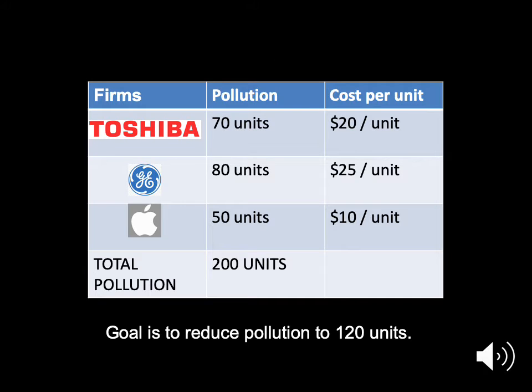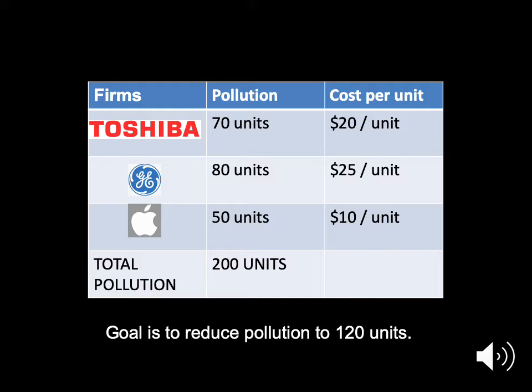I'm going to talk about three firms: Toshiba, General Electric, and Apple. They are just cartoonish examples, okay? So let's suppose that each firm has some level of pollution, and also for each firm they have certain costs to reduce that pollution. Let's also suppose that there's a health organization that says that it's very dangerous to have 200 units of pollution, so you need to reduce to 120 units.